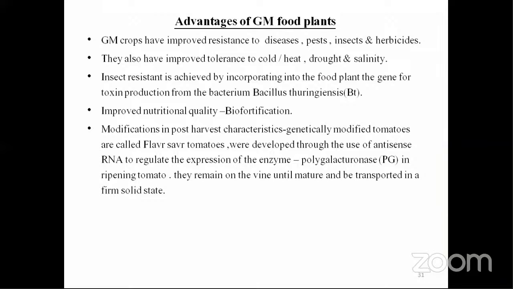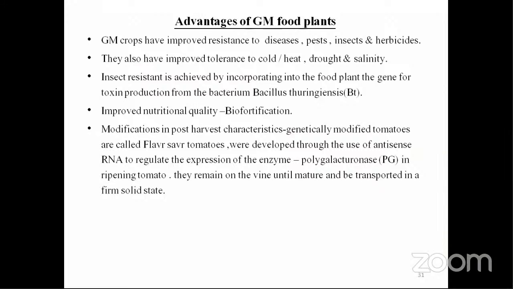Then advantages of GM food plants. GM is genetically modified. GM crops have improved resistance to disease, pests, insects, and herbicides. They also have improved tolerance to cold or heat, drought, and salinity. That means less scarcity of water, that is drought, and more of salt, that is salinity. Okay, or less of salt. Then insect resistance is achieved by incorporating into the food plant the gene for toxin production from the bacterium Bacillus thuringiensis. I have already told you this, BT crops.